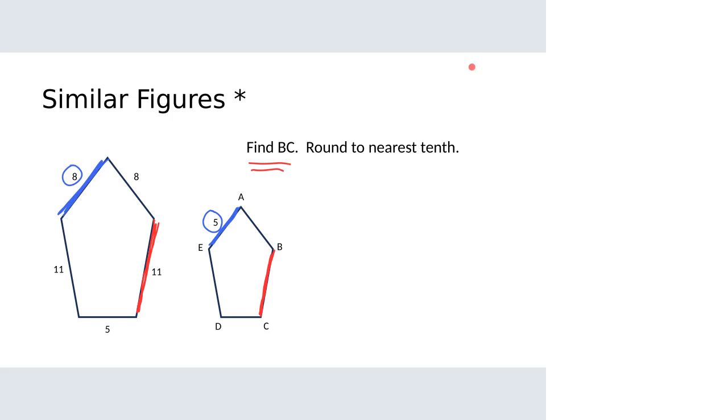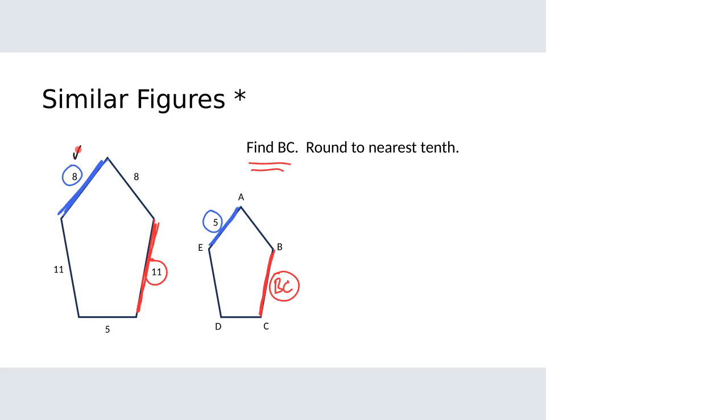All right, so let's see. I know the 8 and the 5 are important. This 11 and the BC are important. And now I need to work to set up my proportion. I tend to just do these left to right, but you could do it differently and still be okay as long as you're consistent with your logic. And here's what I mean by that.